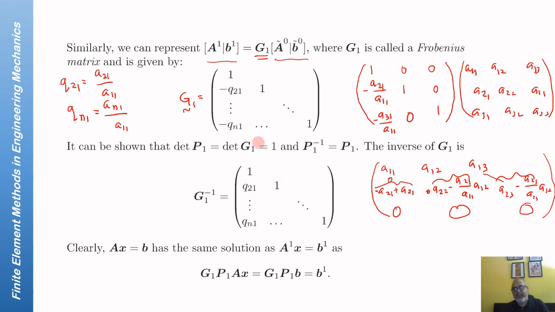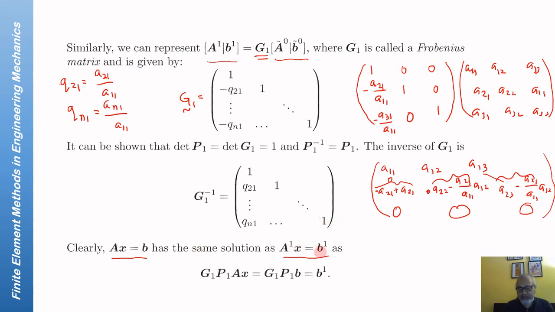The Frobenius matrix and the permutation matrix both have determinants of 1, and the inverse of the Frobenius matrix is equal to itself with these minus signs gone. So it's a plus sign here. The inverse of the permutation matrix is the permutation matrix itself. So now it's easy to see why Ax equal to b has the same solution as A1 x equal to b1, because they are the same systems actually.